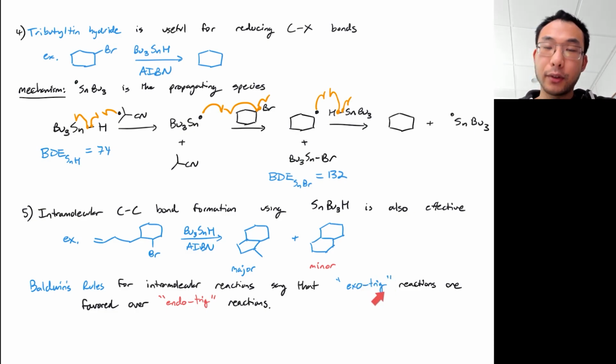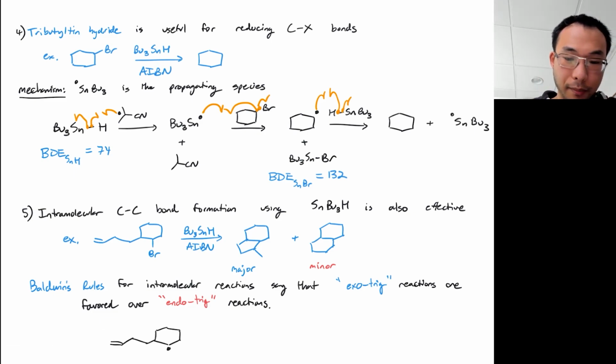The trig here is referring to the geometry of the atom that's being attacked. So these two atoms are trigonal planar, so that's trig. The exo refers to whether the extra electrons are pushed outside of the ring or whether they're pushed onto an atom that's inside of the ring. So let me show you that here.